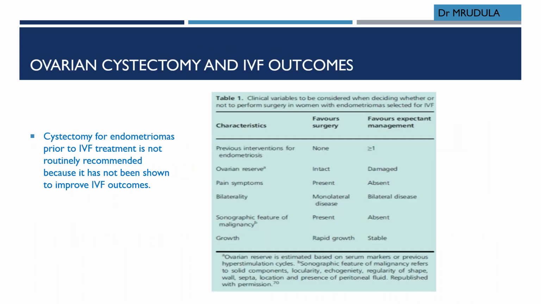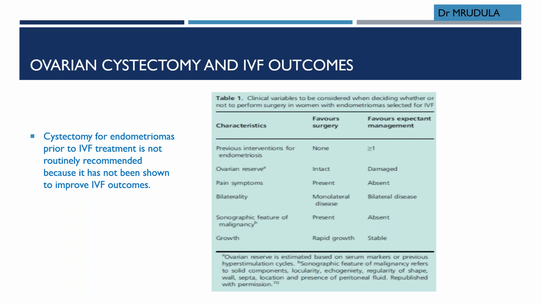So now, for which patient is ovarian cystectomy preferred and for which patient is conservative management preferred in case of endometriomas? What they have recommended is that cystectomy for endometriomas prior to IVF is not routinely recommended because it has not been shown to improve IVF outcomes. So surgery for endometrioma is recommended only for the patient who has proven infertility, where it will increase the rate of spontaneous conception, but not for an IVF patient or a patient who doesn't have a history of infertility or subfertility.